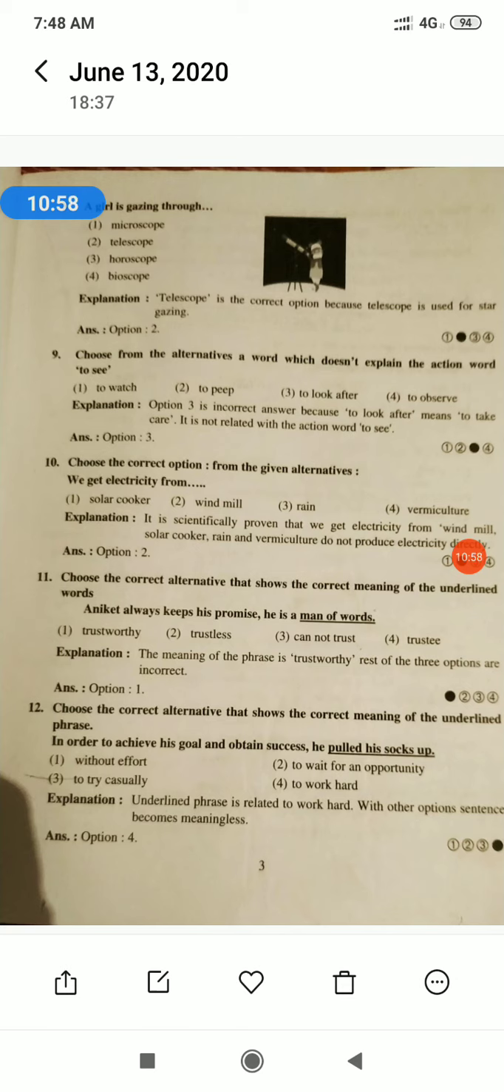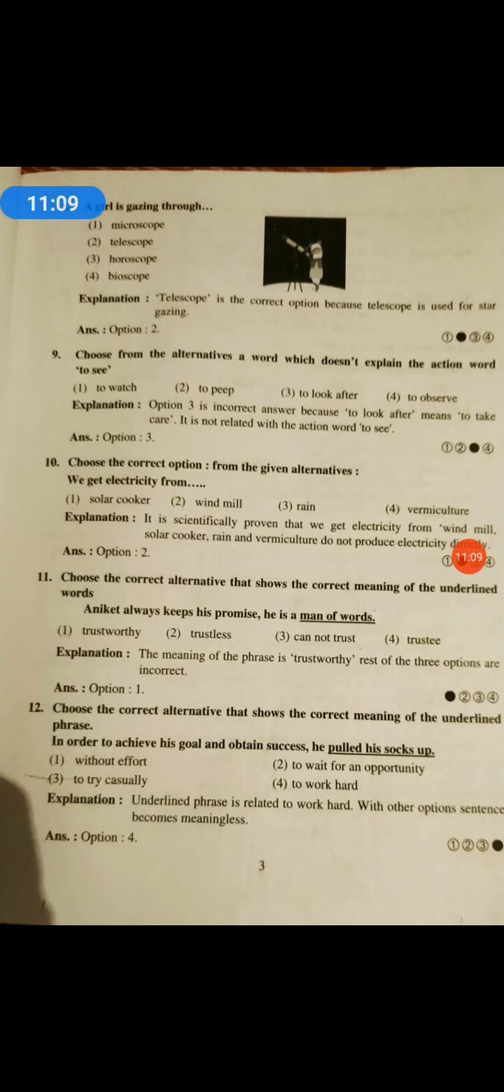Eleventh one: choose the correct alternative that shows the correct meaning of the underlined word. Aniket always keeps his promise. He is a man of word. Options: trustworthy, trustless, cannot trust, trusty. The right option is the first one, trustworthy, because that is the meaning of the phrase. The rest of the three options are incorrect.